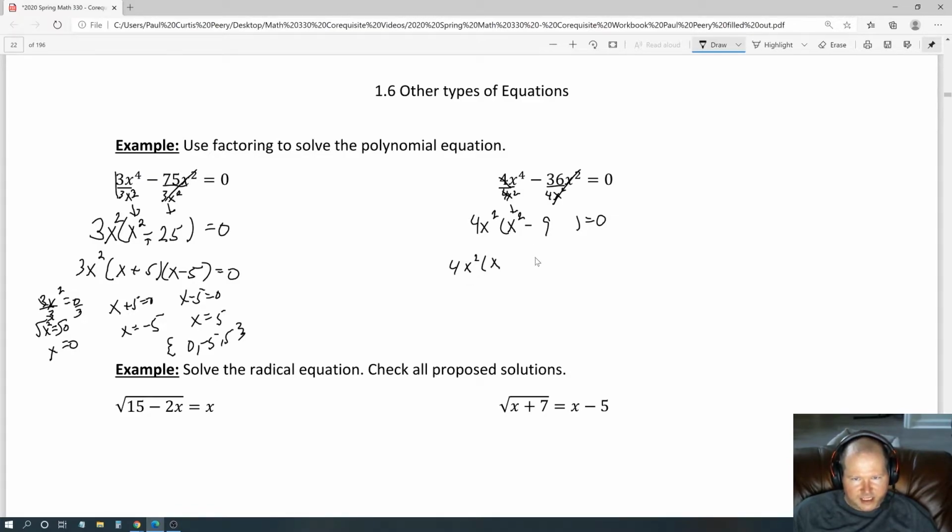Square root of x squared is x. Put that in the first part of both of these parentheses. The square root of 9 is 3. We put that in the second place of both of them. And the middle is a negative, so we follow the pattern of plus, minus.